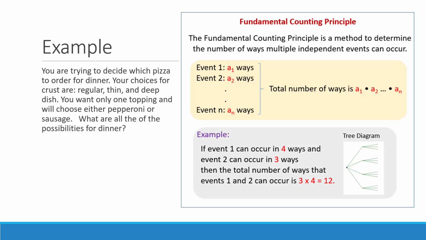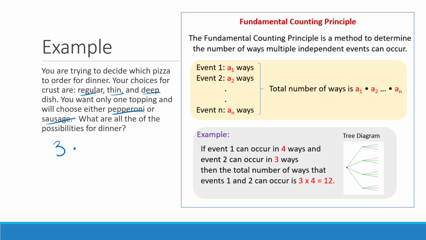Now, the fundamental counting principle is a simple way to determine what would your sample space be, or all of your possibilities. So basically what you do is you multiply the possibilities of each event. So let's look at an example of this. It says you're trying to decide what pizza to order. You have first a choice of regular, thin, and deep dish. So how many options is that? That's 3 possibilities. And then it says you want only one topping, and you're going to choose either pepperoni or sausage. So that's 2 possibilities for your second event.